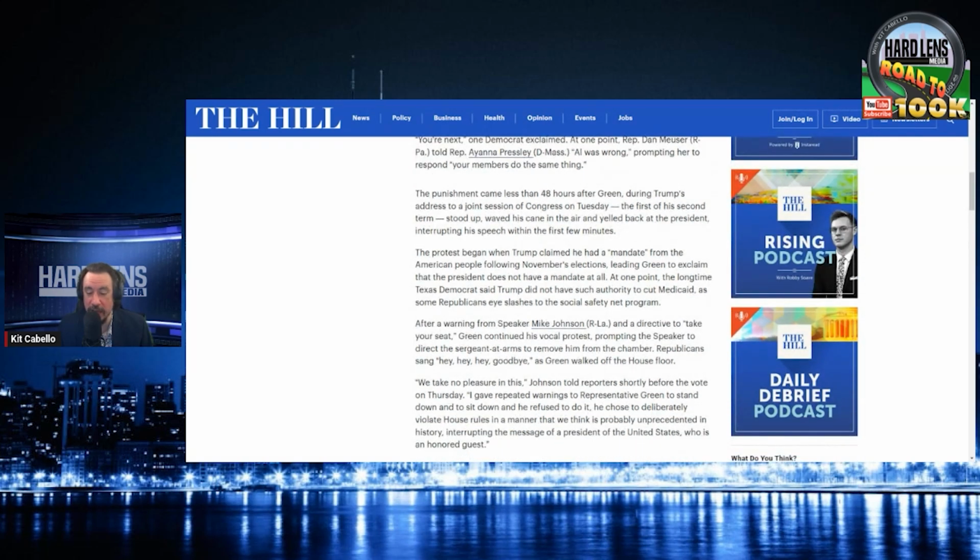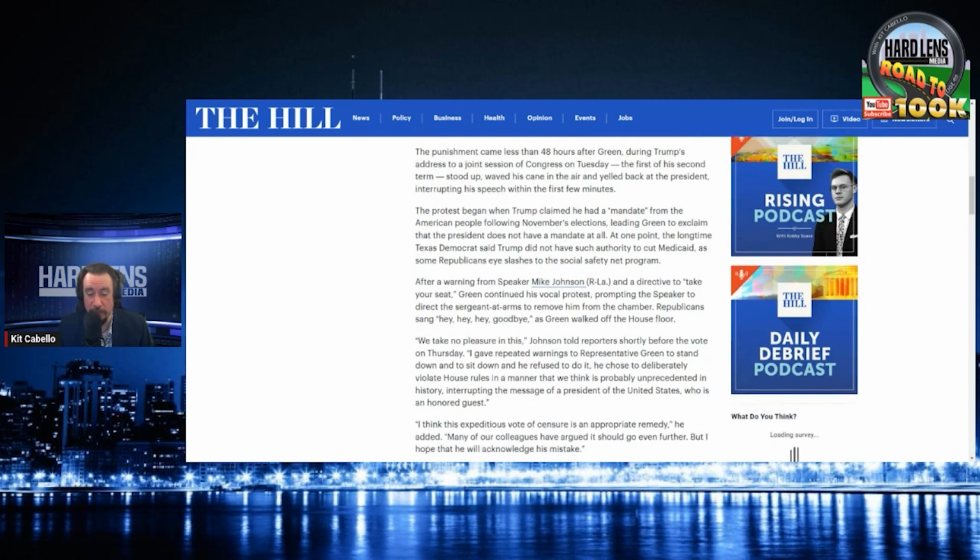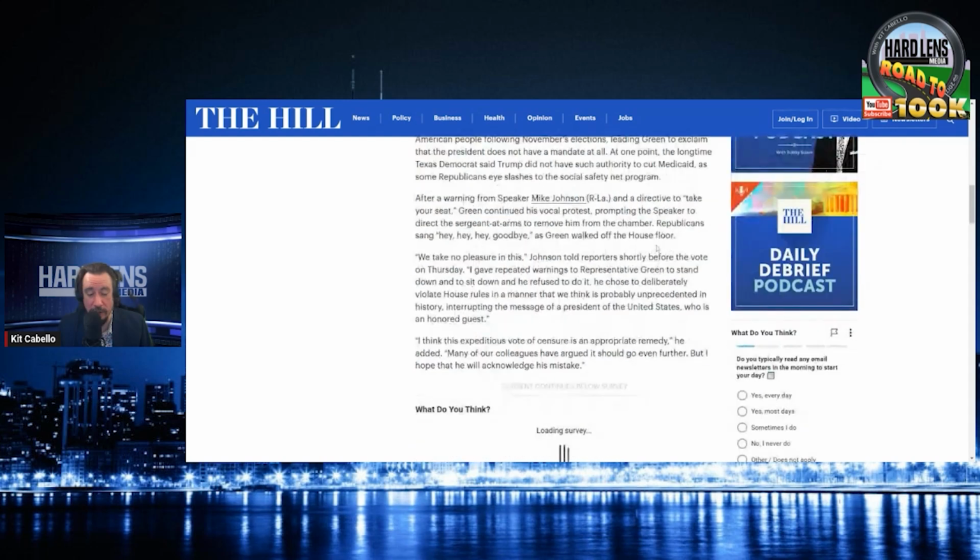The punishment came less than 48 hours after Green, during Trump's address to a joint session of Congress on Tuesday, the first of his second term, stood up, waved his cane in the air, and yelled back at the president, interrupting his speech within the first few minutes. The protest began when Trump claimed that he had a mandate from the American people following November's election, leading Green to exclaim the president doesn't have a mandate at all. At one point, the longtime Texas Democrat said Trump did not have such authority to cut Medicaid, and some Republicans' eyes slashing the social safety net program. After a warning from Speaker Mike Johnson and a directive to take your seat, Green continued to vocalize the protest.